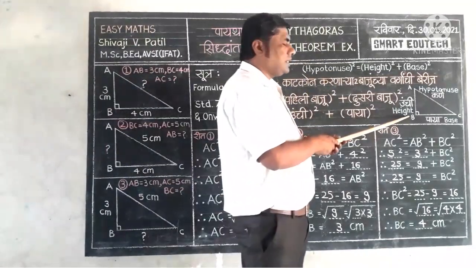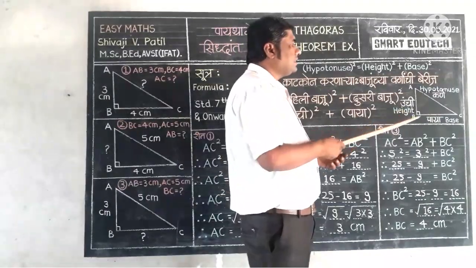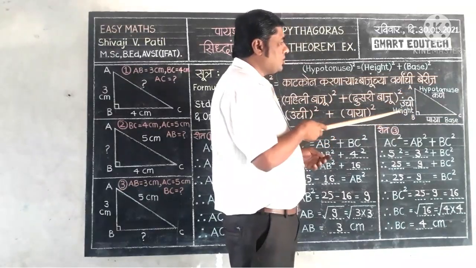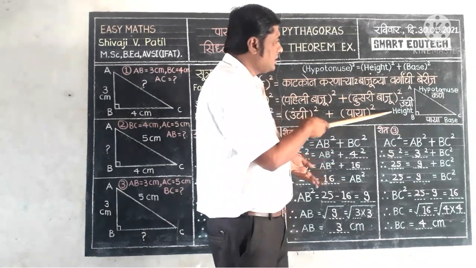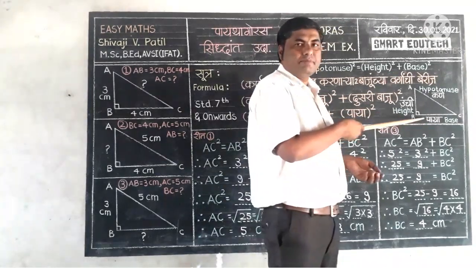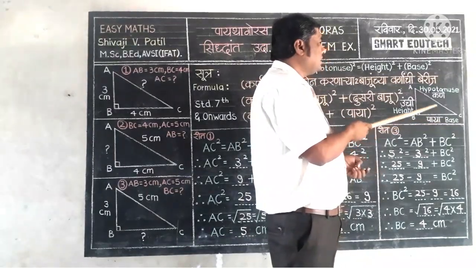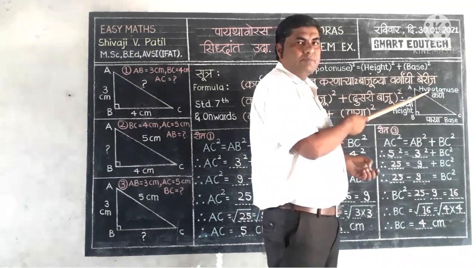Here I have shown the diagram of a right angle triangle. This triangle has three sides. The first side is side AB. It is also called height, and also called perpendicular. The second side is side BC, called base, and the third side AC, called hypotenuse.